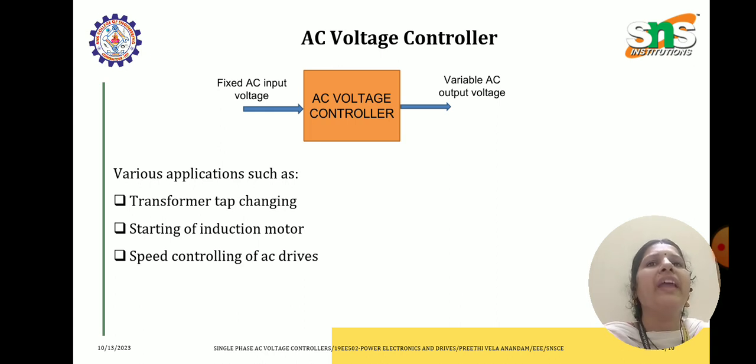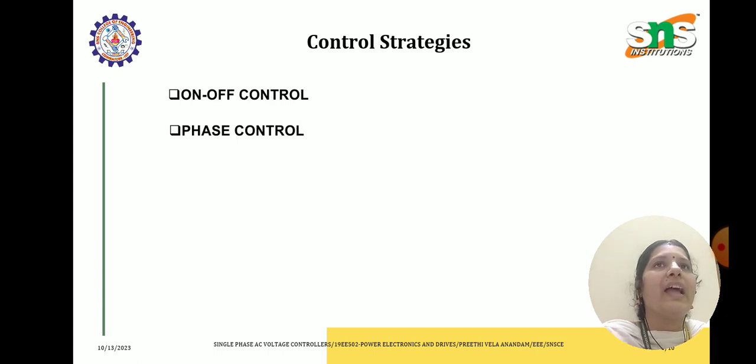It finds various applications such as heating, either for domestic or industrial applications, lighting control, speed controlling of AC drives and the starting of induction motors, transformer tap changing, etc. And now we are going to see the control strategies of AC voltage controllers.